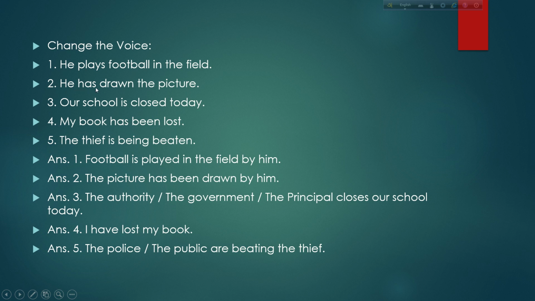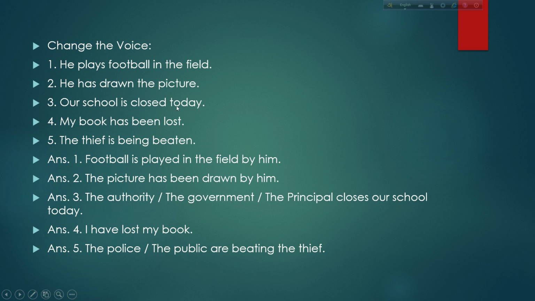Second one, he has drawn the picture. If you want to change it: the picture has been drawn by him. It is maintaining a rule. I am telling the rules in the later phase. I am just changing the voice, and then I will show you the rules.